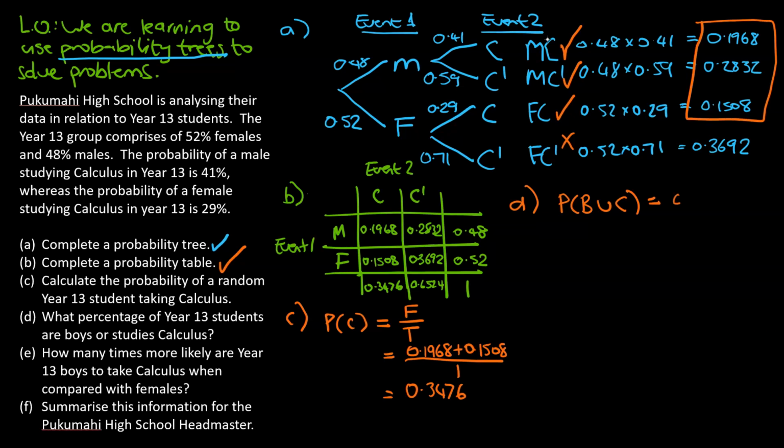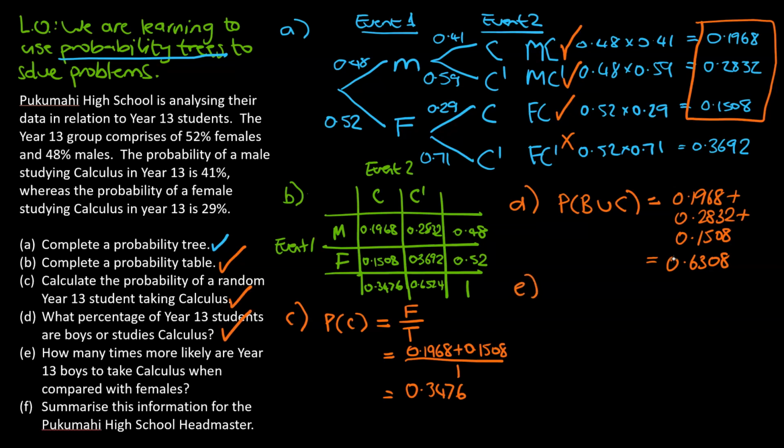And when you add them up, so that should be 0.1968 plus 0.2832 plus 0.1508. And when you add all of those up together, you get 0.6308. So we've already done C, we've just done D. Let's have a look at question E.